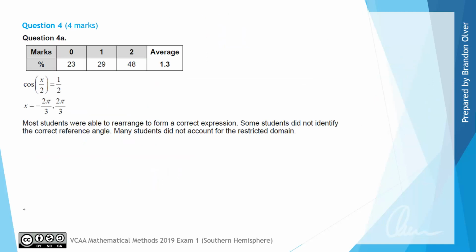From the examiner's report, we can see that almost 50% of students got full answers for this question, with another 29% getting 1 mark and almost a quarter of students getting no marks for the question. The examiners go on to say that most students were able to rearrange to form a correct expression. However, some students did not identify the correct reference angle, which was pi on 3. The other thing that students made a mistake with is that many of them did not account for the restricted domain.